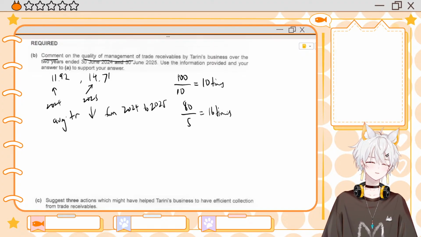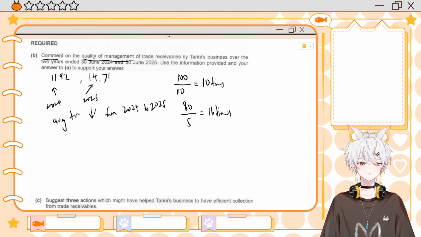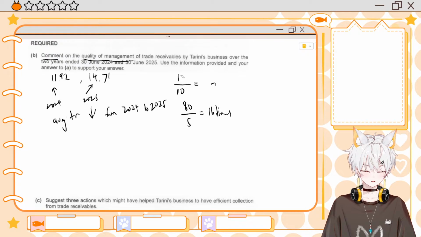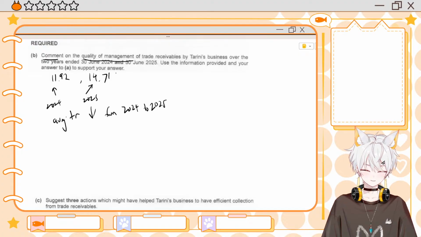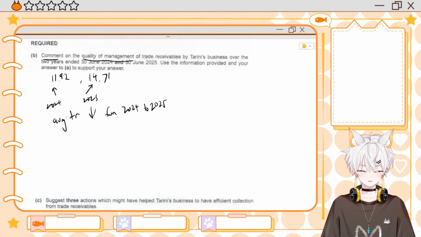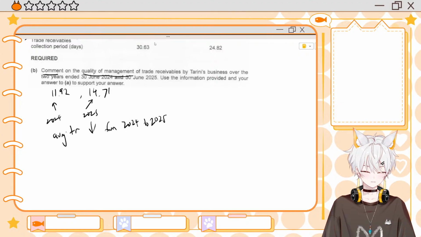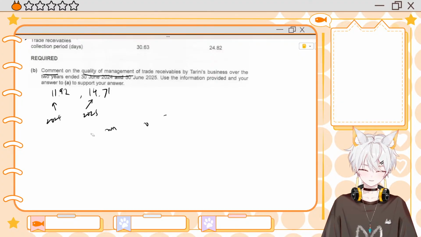So all these are different things that you can think about, right? But in this case, it's exams. So I do believe for now, you can just take it that in general, higher turnover equals better, right? So in this sort of question, how do you tackle them? First of all, you state what happened, right?